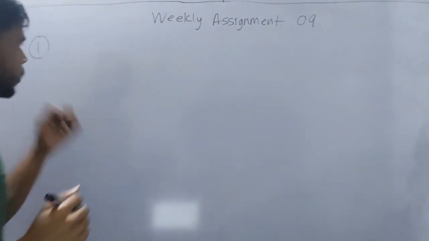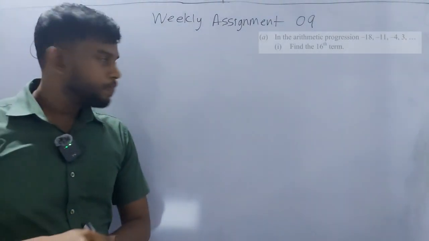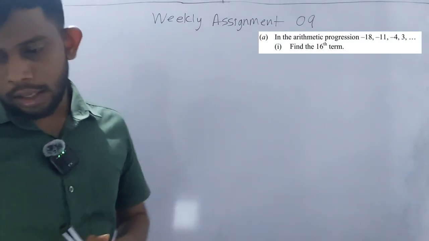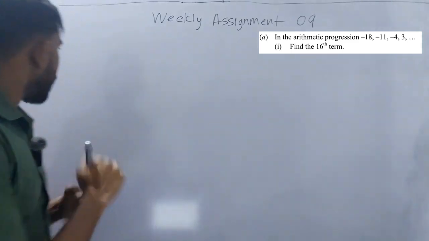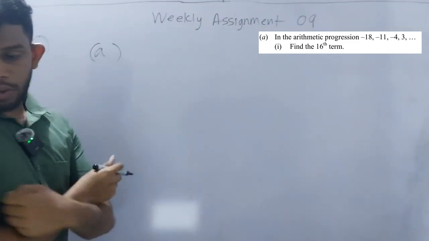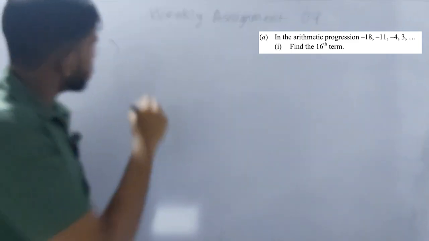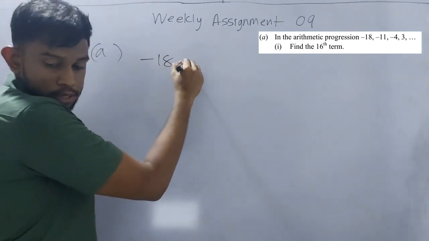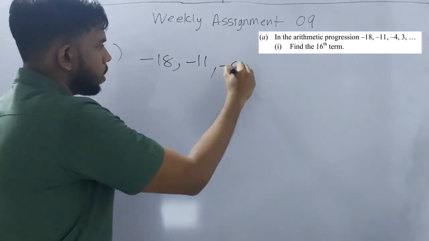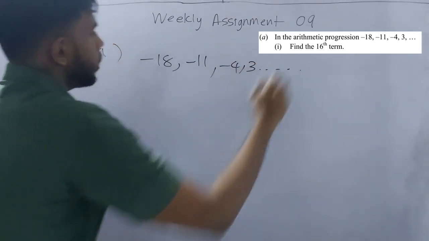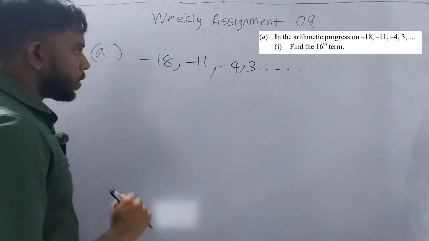Weekly assignment 9, question number 1. So here in the question, in part A, an arithmetic progression is given: minus 18, minus 11, minus 4 and 3. So this is the arithmetic progression given.